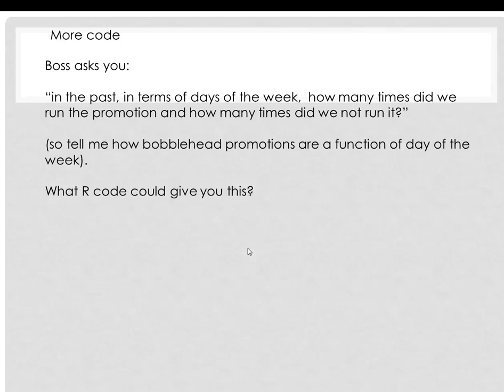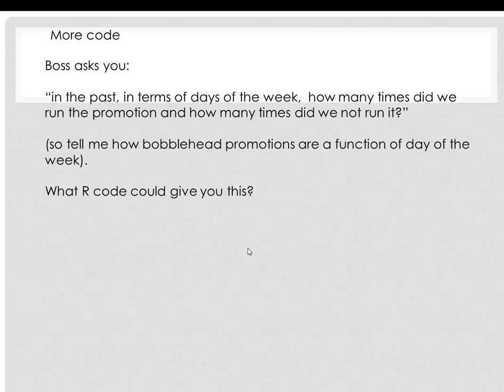Do you understand what your boss wants to know? So why would he want to know this kind of information? Why would he want to know, on Mondays, how many times did we run the promotion? To compare with the previous graph.